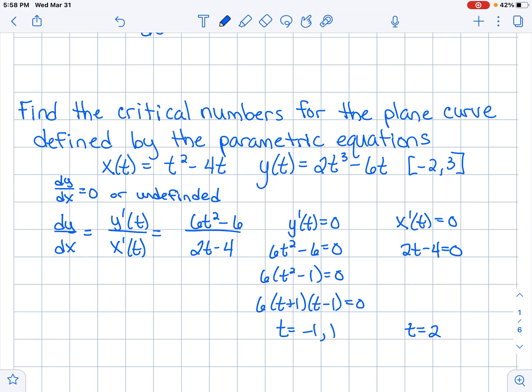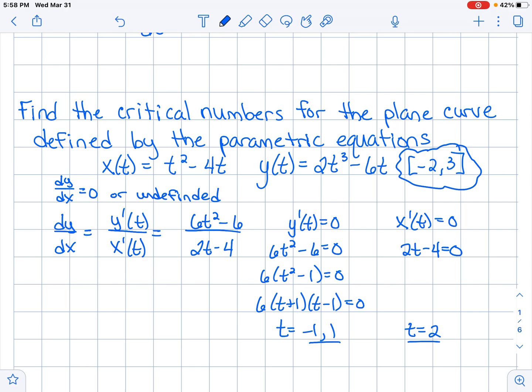Now let's be more clear. Let's take a look at the domain restriction that was given to us. We're only concerned about the values between -2 and 3. Well, in this case, all of the critical numbers we found were in that domain, so those are all three critical numbers for this function, for this parametric equation.